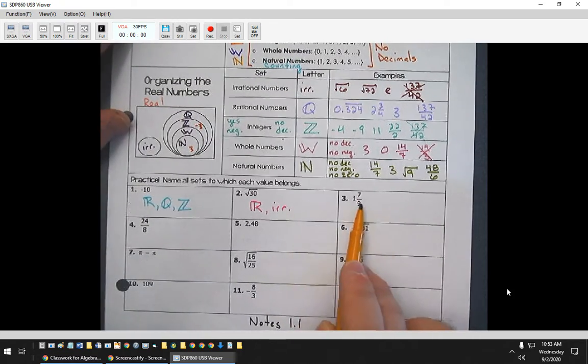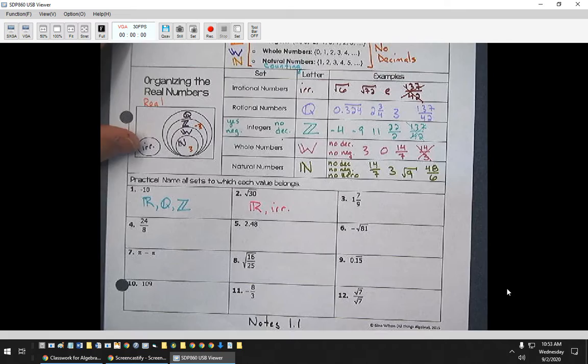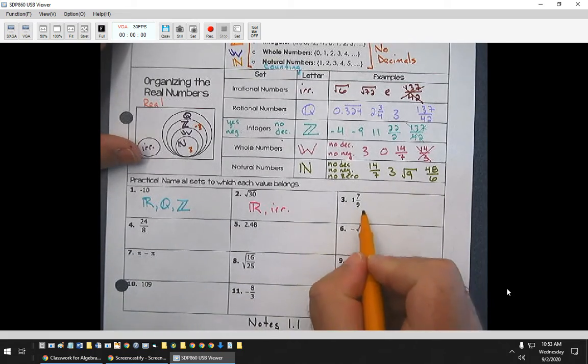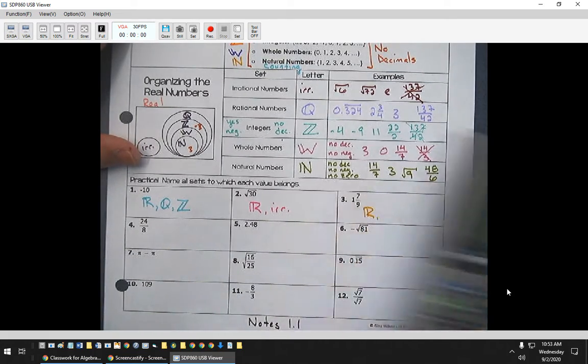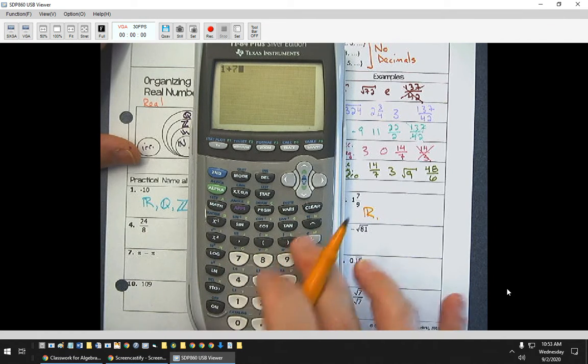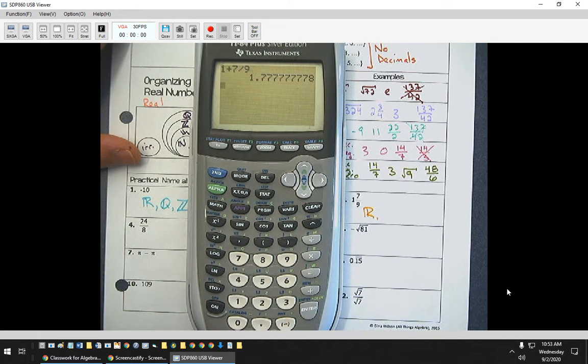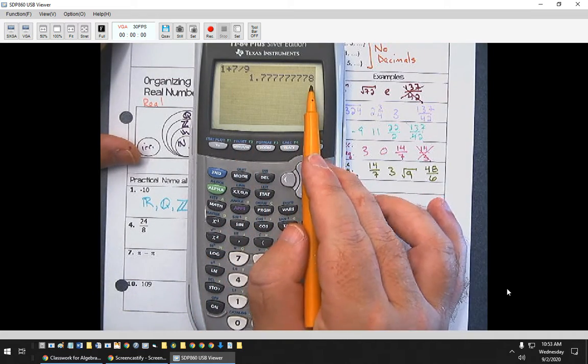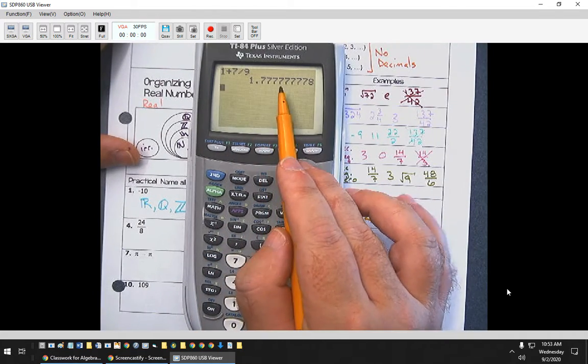1 7/9. Okay, let's see. First of all, it's a real. I guess we can get that one out of the way. Let's see how we would do that. We would do 1 plus 7/9. That's 1.77778. So does this decimal terminate or repeat?